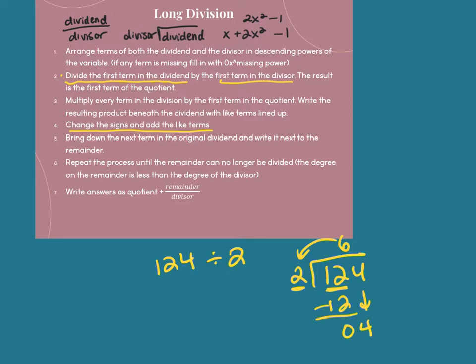And then we're going to bring down the next term and we're going to repeat it until the remainder can no longer be divided by what's on the outside. This is also when the degree on the remainder, degree is the highest exponent, is less than the degree of the divisor. And I'll show you what I mean when I get to numbers. The answers will be written like this: the quotient, which is the thing at the top, plus the remainder over the divisor. And obviously we're going to work through several examples and I'll remind you of that format. So this slide is just to help you if you get stuck. Hopefully you don't need it, okay?